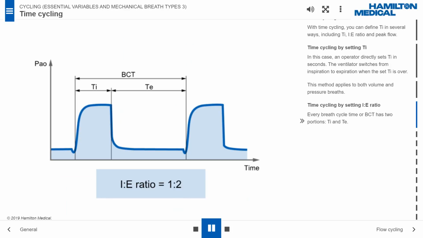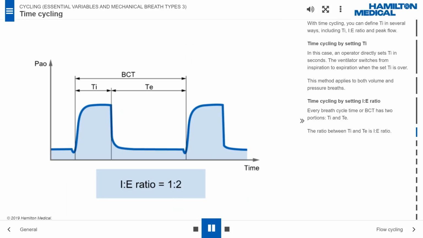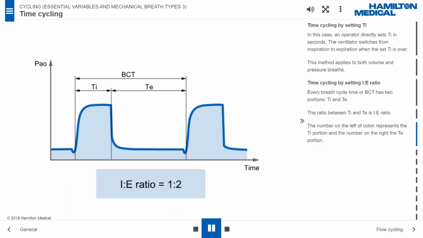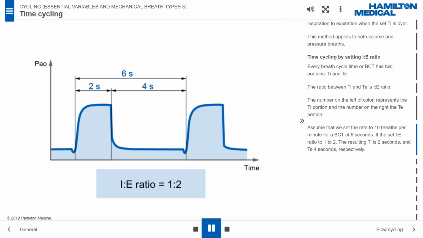Time cycling by setting I/E ratio. Every breath cycle time, or BCT, has two portions, Ti and Te. The ratio between Ti and Te is the I/E ratio. The number on the left of the colon represents the Ti portion and the number on the right the Te portion. Assume that we set the rate to 10 breaths per minute for a BCT of 6 seconds. If we set the I/E ratio to 1:2, the resulting Ti is 2 seconds, and Te 4 seconds, respectively.